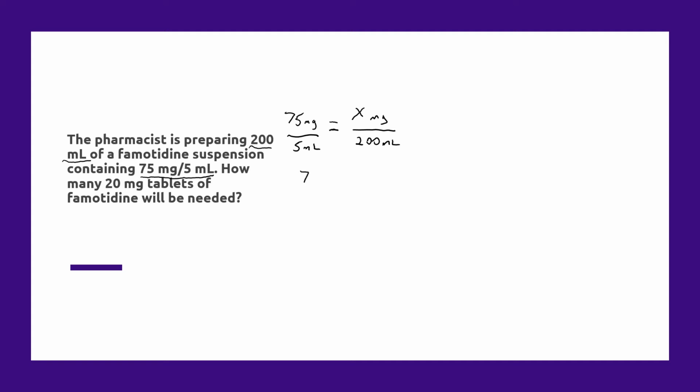And to solve this, we simply take 75 milligrams divided by 5. So you always solve the left side of the equation first, and then we cross multiply by the denominator on the right. And that's the beauty of keeping your X in the numerator. You can do this exact method for every proportion that you set up. And I'll bring out my calculator and I'll say 75 divided by 5 times 200. So we're going to need 3,000 total milligrams of famotidine.